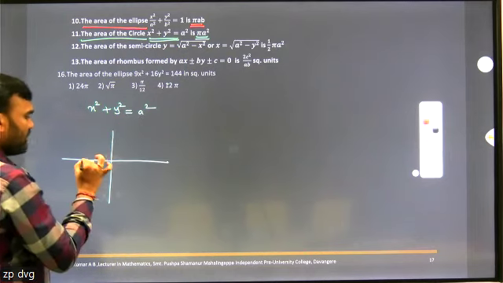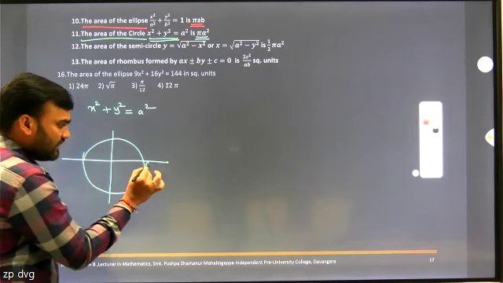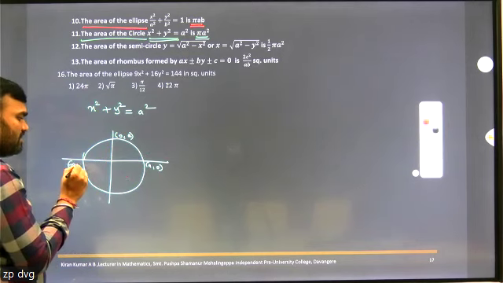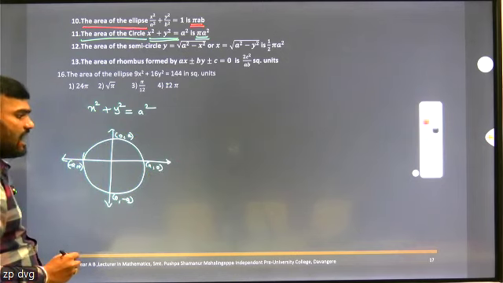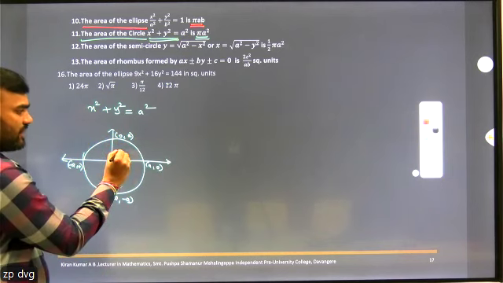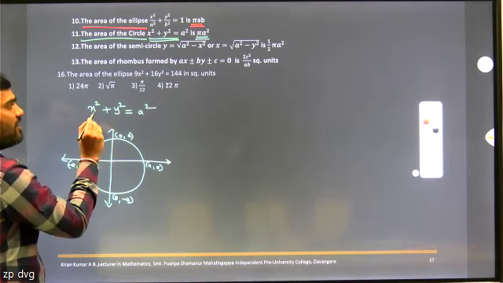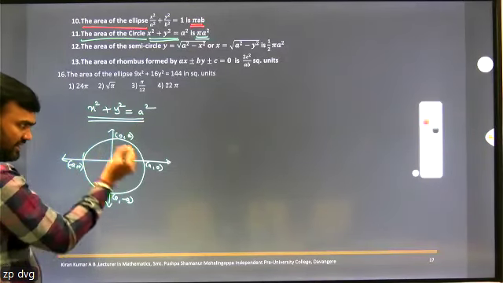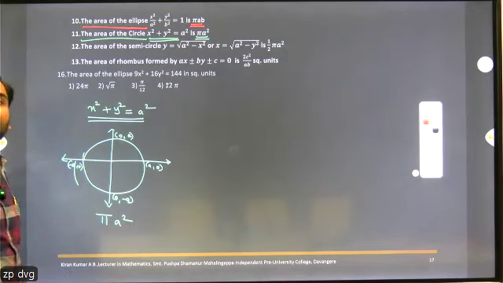Now in this form, the points are a comma 0, 0 comma a, minus a comma 0, and 0 comma minus a. I want to find the total area. First we find this area and multiply by 4, and finally you get the area of the circle bounded by the overall region. That answer is pi a square.